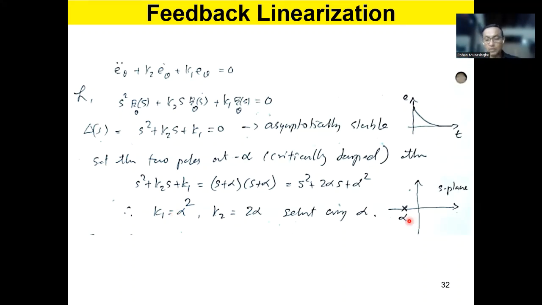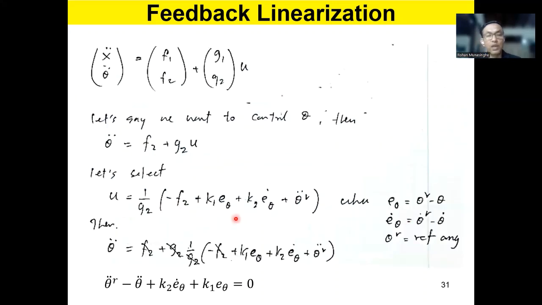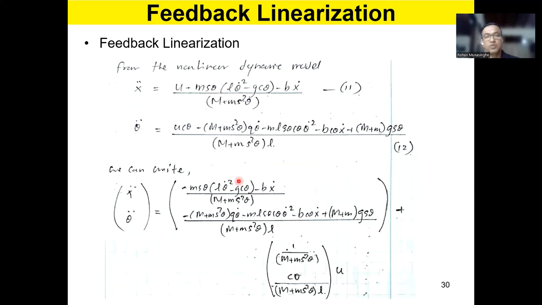Now you go back to the controller, which is this one, right? You know K1, you know K2. At any given moment, if you measure joint angle theta and theta dot, you can work this out. You can calculate this entire term because F2 and G2 are coming from these two nonlinear terms, right?